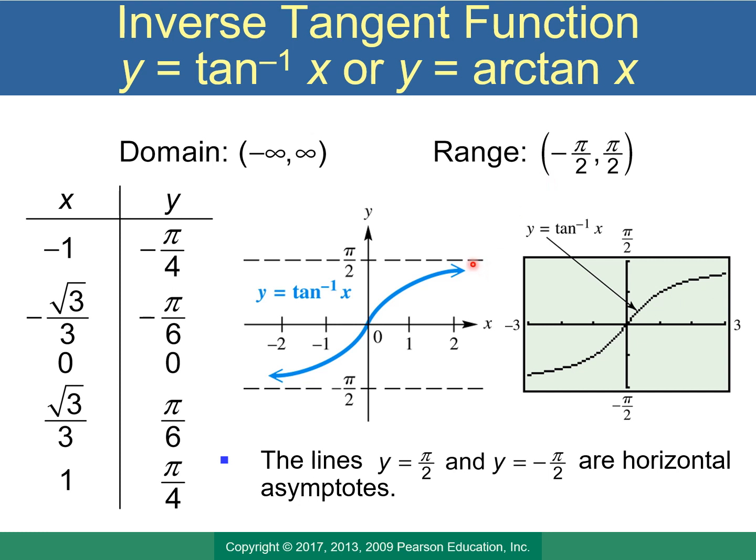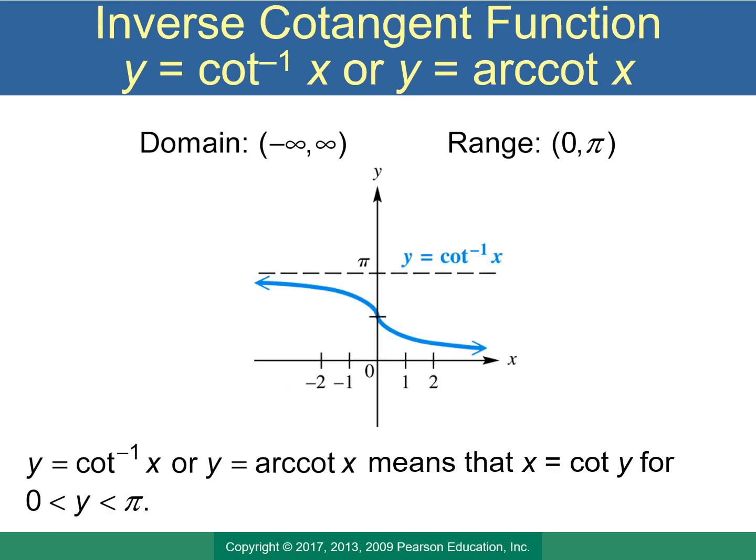We never actually touch where these asymptotes are at. So we're never going to get pi over 2 or negative pi over 2 as an output for our tangent inverse function. All right, now let's look at cotangent inverse or arc cotangent.